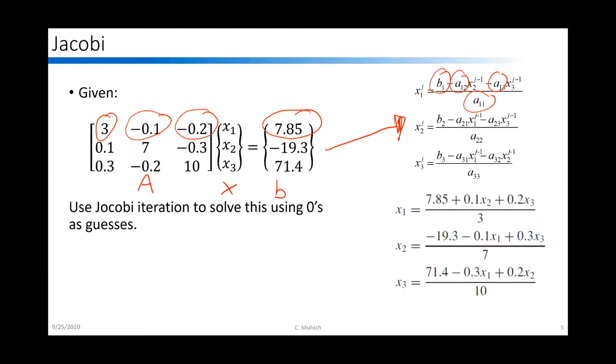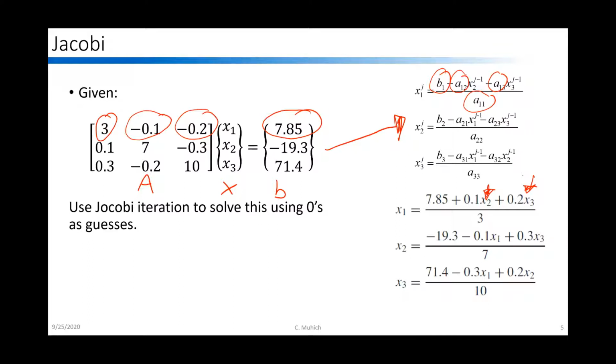Once we have these individual equations, we just need to figure out what my initial guess for x1, x2, x3 are, because as we can see in that x1 equation, we need an x2 and an x3, and then the same thing for equations 2 and 3.